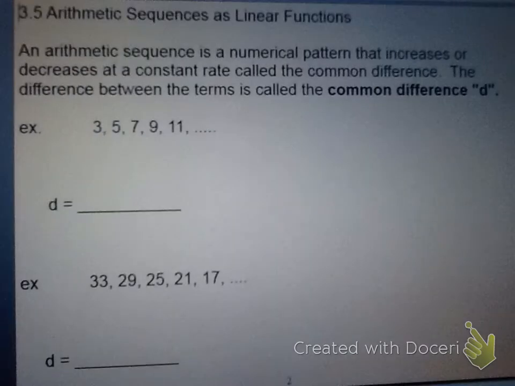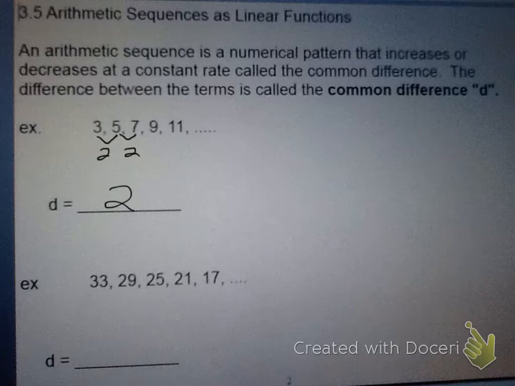9.5 is arithmetic sequences as linear functions. An arithmetic sequence is a numerical pattern that increases or decreases at a constant rate called the common difference. If you will look at the example, from 3 to 5, we added 2. From 5 to 7, we added 2. From 7 to 9, we added 2. So our common difference is 2.